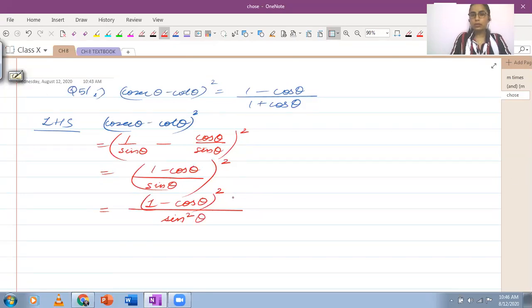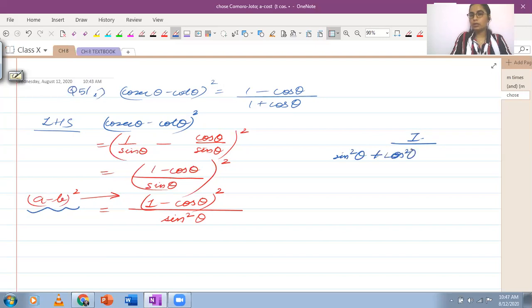Now at this point, there is nothing I can do. I could apply an identity. In the numerator, I can use a minus b whole square. Other than that, I don't see anything being done here. So right now, other than using this algebraic identity, instead of simplifying the numerator, I'm going to the identity which involves sine and cos. So identity number 1 uses sine and cos, and the identity says sine square theta plus cos square theta is equal to 1. Is that correct?